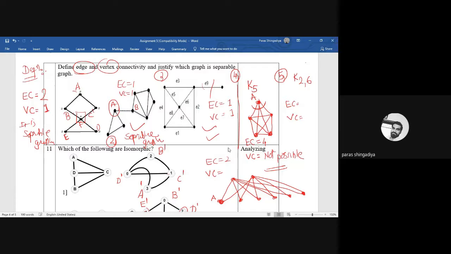Okay. Now see this graph. That is a K26 graph. That is 2 vertices on one side and 6 vertices on the other side. Let us say the 2 vertices are B and C. So B and C are connected to all the opposite 6 vertices. If I delete B and C, then all the edges will be deleted. Clear? If I remove B and C, all the edges will be deleted. Then all the opposite 6 vertices will be disconnected.